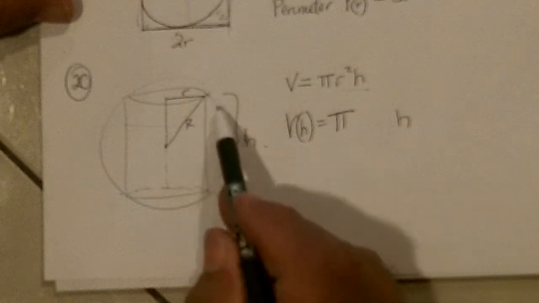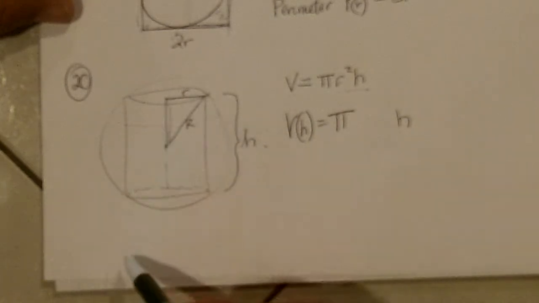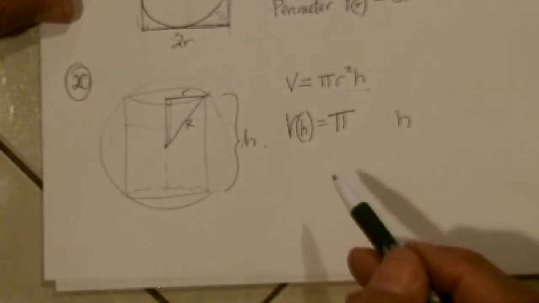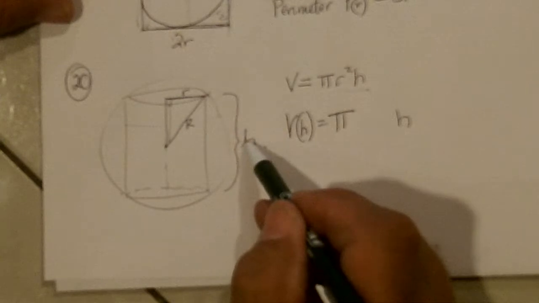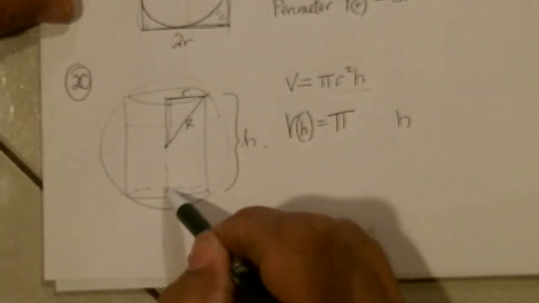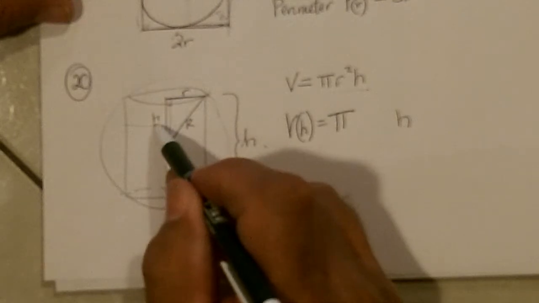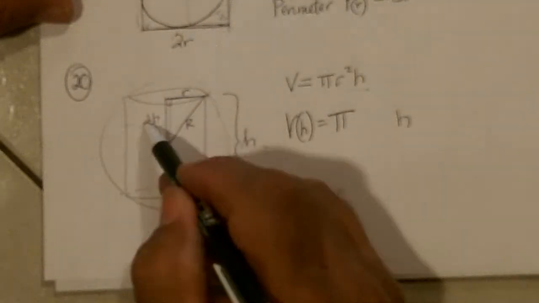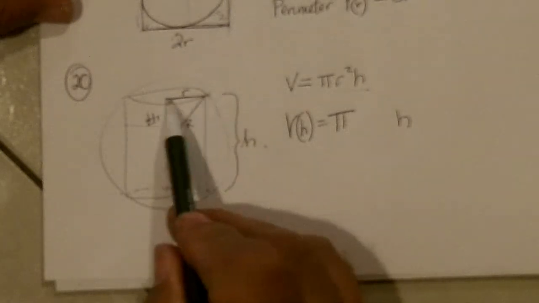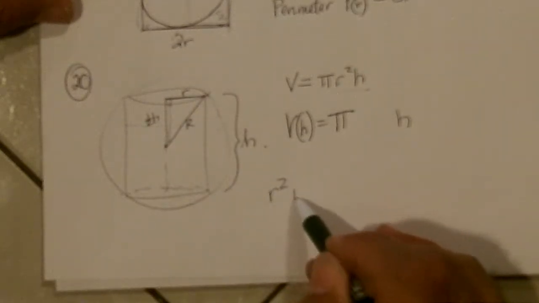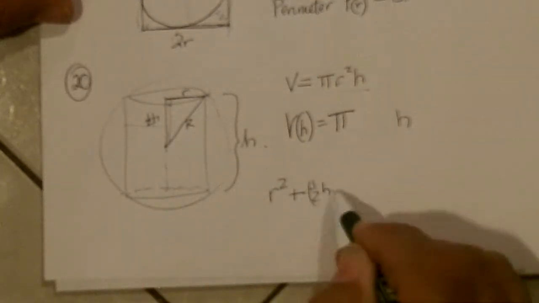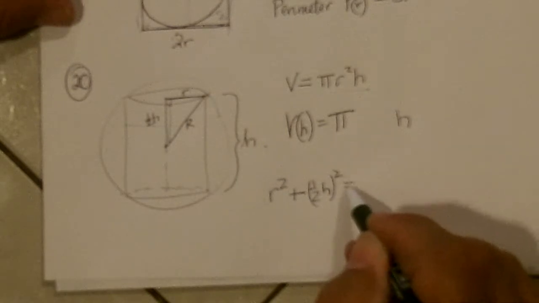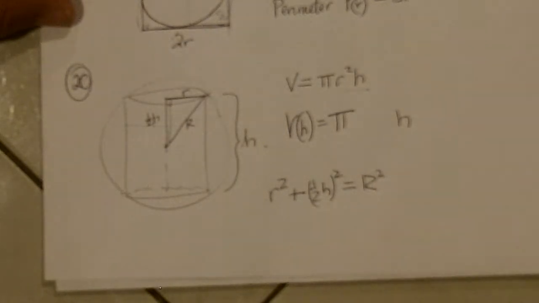And if you look at this picture, you can see this triangle here. It's a right triangle, so the Pythagorean Theorem works. The leg is r, little r. The height is not h, but h in half. So the Pythagorean Theorem says leg squared, little r squared, plus leg squared, 1/2 h quantity squared, equals capital R squared. Leg squared plus leg squared equals hypotenuse squared.